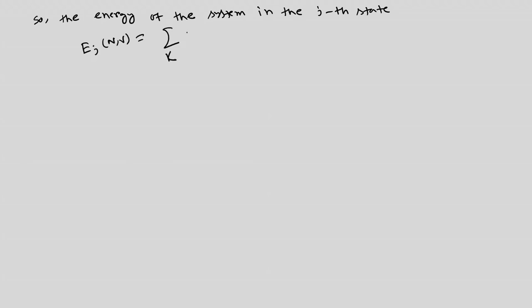So, the energy of the system in the jth state, we define this as Ej, which is the sum over k of nk times epsilon k. So, the energy of the jth state we can define as Ej, nothing but the sum over k of nk times epsilon k, and n is the total number of particles in the jth state, which is the sum over k of nk.